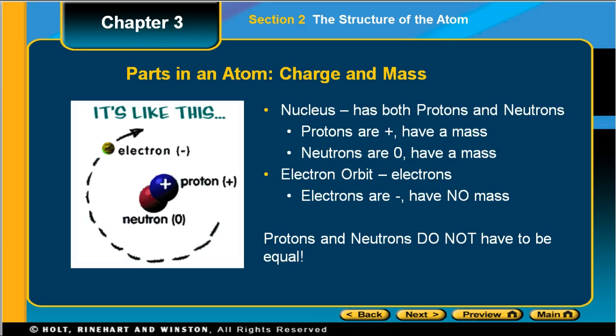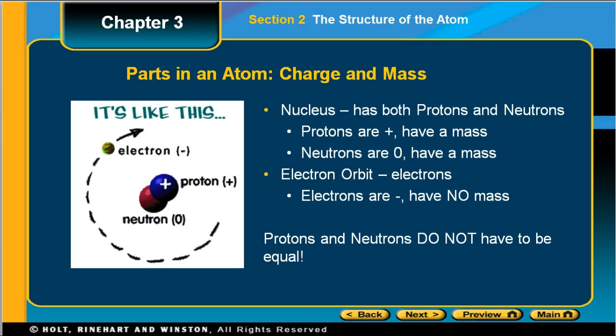Alright, so parts in an atom. The nucleus has both protons and neutrons in it. Protons are positive and they have mass. Neutrons are neutral, they have no charge, and they have a mass. Electrons orbit around the nucleus and they are negatively charged and they have no mass.